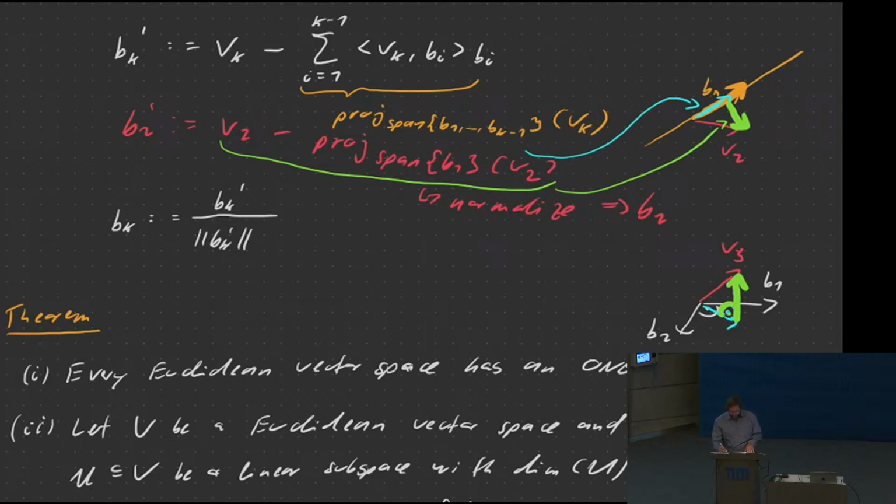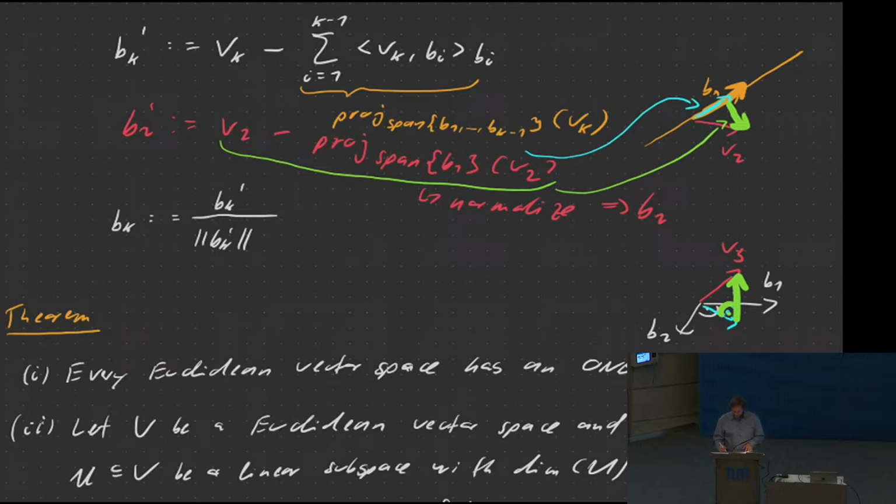The rest, this blue part here, is in a way already covered by what B1 and B2 can do. We're only interested in the part that's not covered by B1 and B2. Okay, so that's the next vector that we get. And again, we normalize that. And again, we just continue with this until we have exhausted our basis.